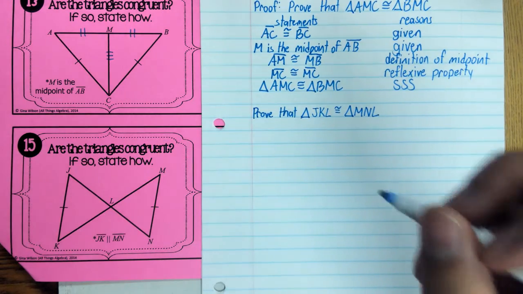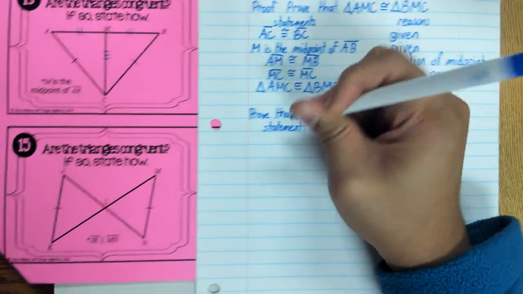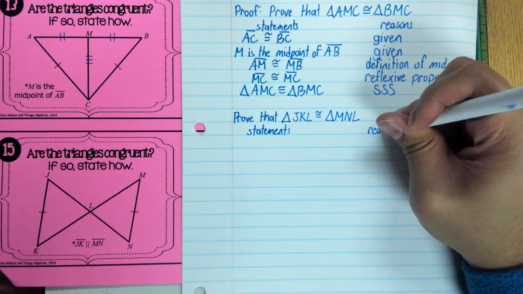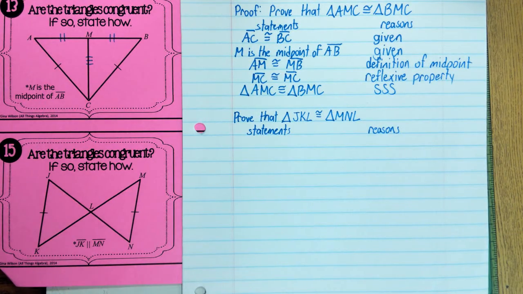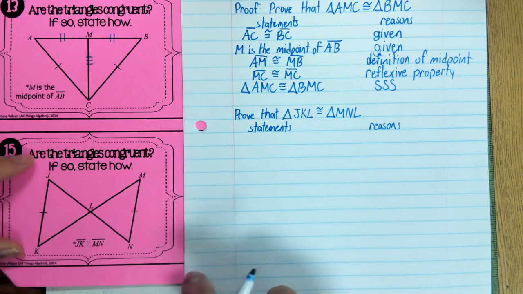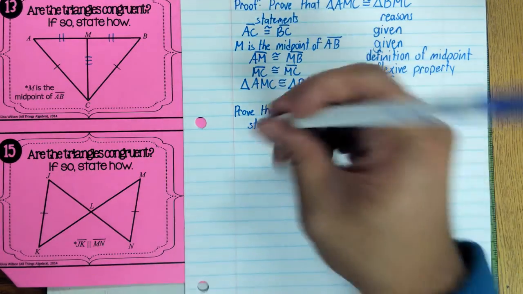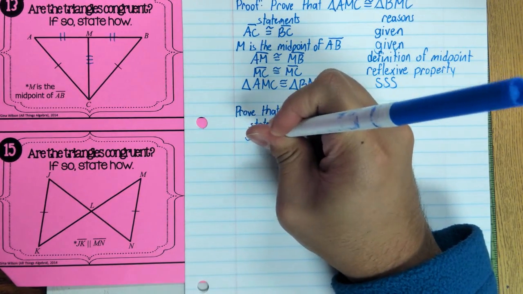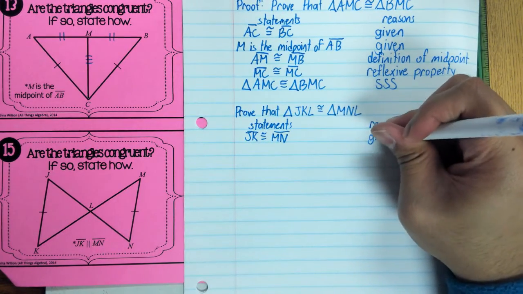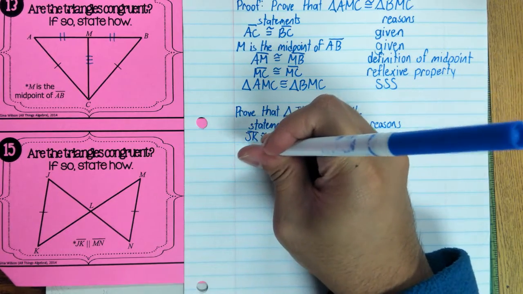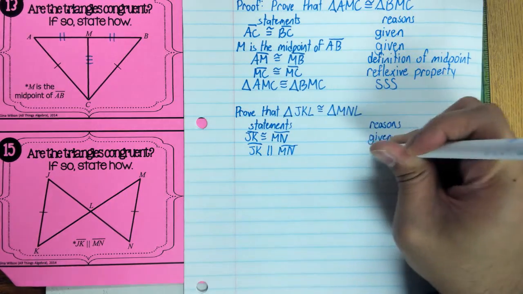Alright, here we go. So again, as with any proofs, we have our statements and our reasons. And we always start with information they gave us. Right here they told us JK is congruent with MN. The tick marks are there to begin with. JK congruent MN. That's a given. And then they also told us that JK is parallel to MN. That's another given.